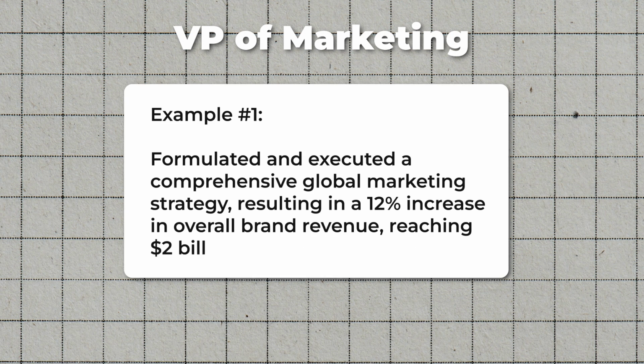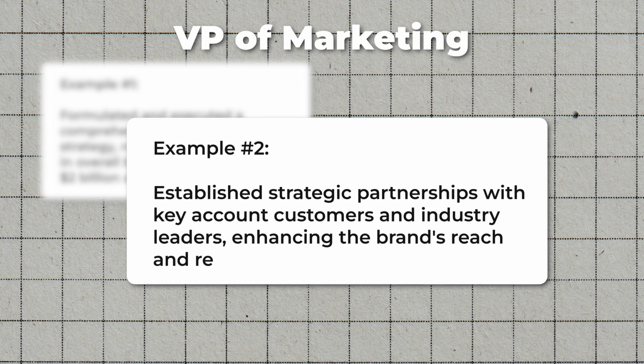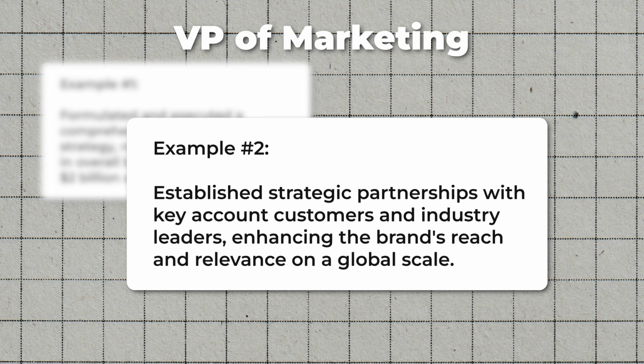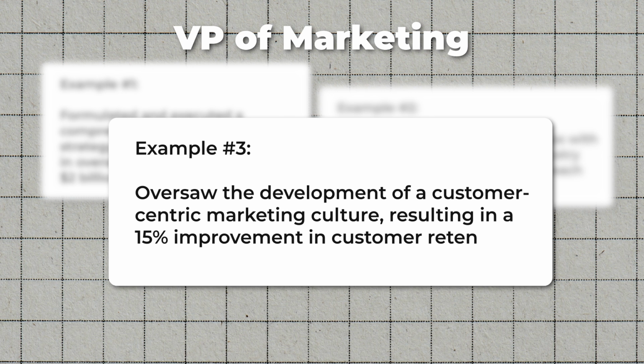Here are the key achievements examples. Example 1. Formulated and executed a comprehensive global marketing strategy, resulting in a 12% increase in overall brand revenue, reaching $2 billion annually. The second example, established strategic partnership with key account customers and industry leaders, enhancing the brand's reach and relevance on a global scale. Example number 3, oversaw the development of a customer-centric marketing culture, resulting in a 15% improvement in customer retention rates.